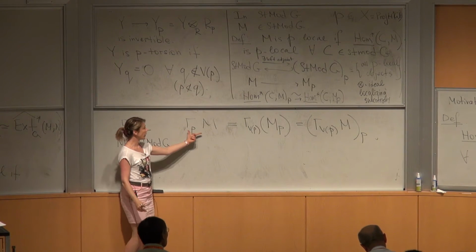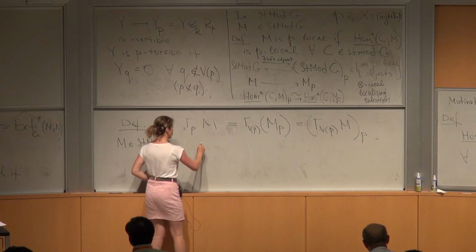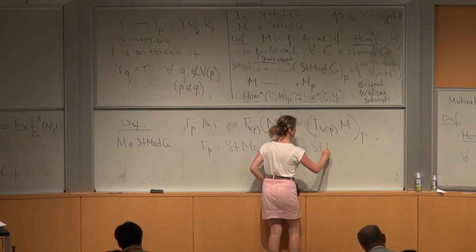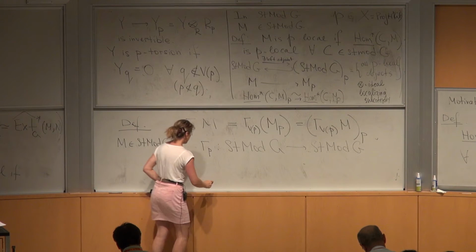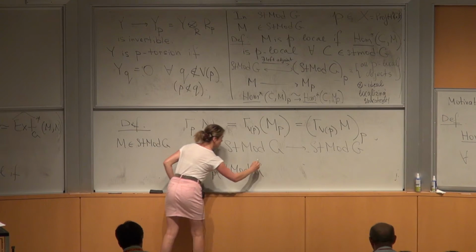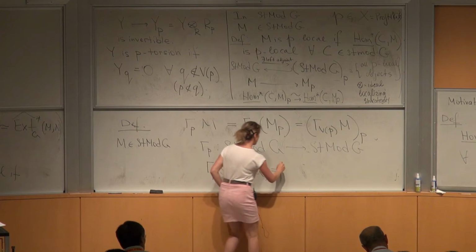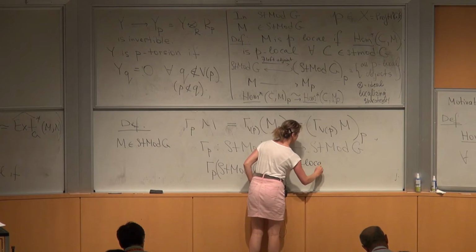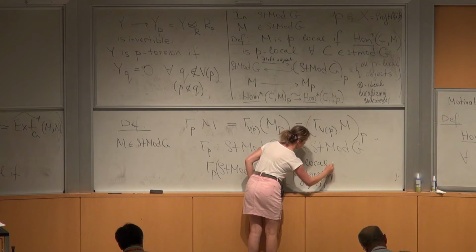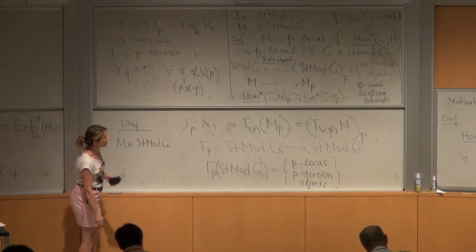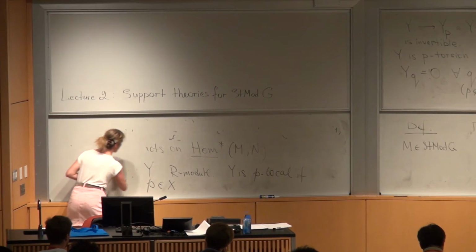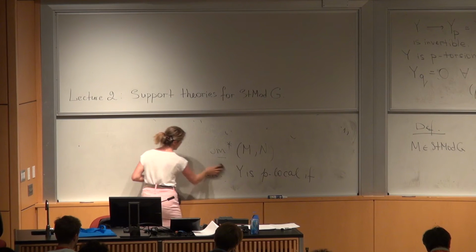And this is a functorial way to associate to any M an object which is going to be P local and P torsion. So this is a functor on my stable module category, and will be denoted by Gamma_P. The image of this functor, everything we get when we apply it, is a subcategory of P local and P torsion objects. And they'll play an essential role in the classification of thick subcategories. In particular, this is a localizing tensor ideal subcategory, and the functor Gamma_P is a tensor functor.